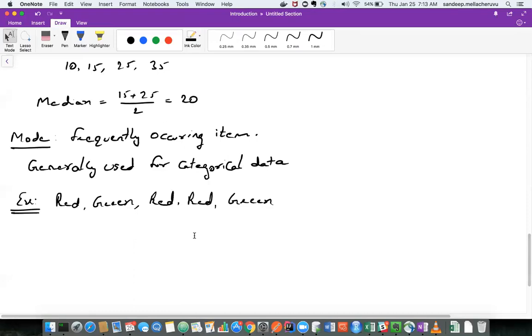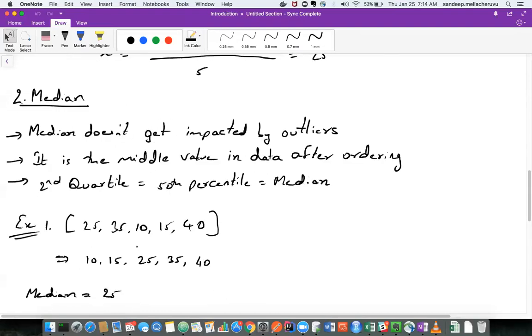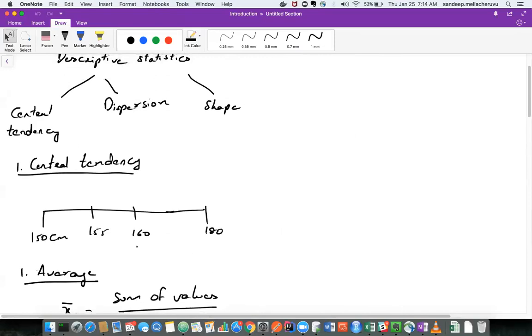Red. It is red. How did you know that? It is the most occurring. Red is occurring 3 times and green is occurring 2 times. You say red. That is nothing but the mode. So here the mode is red, because that is the most frequent item that people generally like. So this is about central tendency: mean, median, and mode.